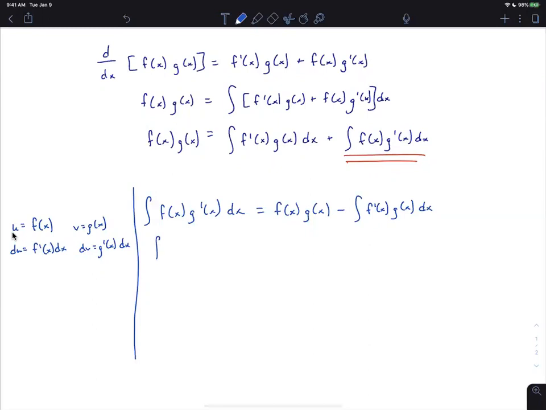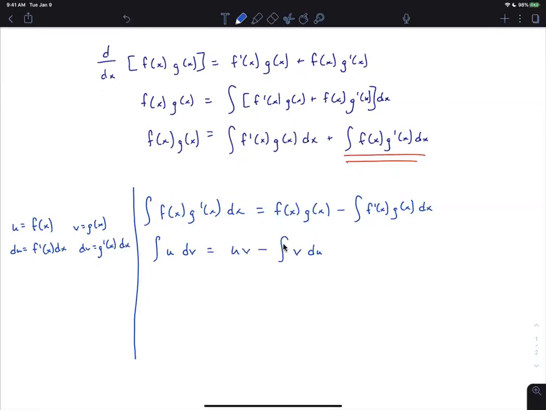All right, so the left-hand side is u dv, so the integral of u dv, because f is u and g prime dx is dv, is equal to uv minus, and now we have to rearrange this one a little bit, but v is g of x, and f prime of x dx is du. And so we have this formula that we get by reversing the product rule.